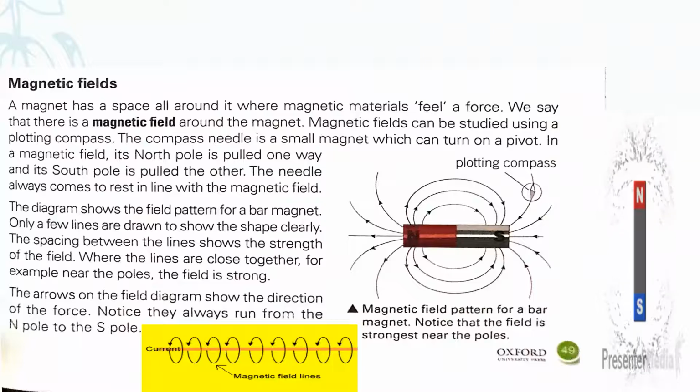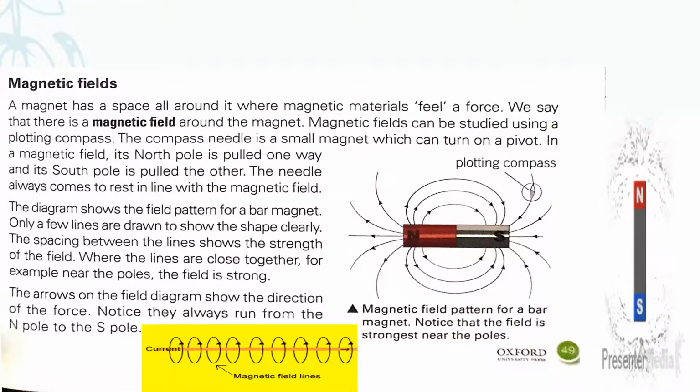Now come towards your book page, magnetic field. You can see in this figure how the magnetic field works. A magnet has a space all around it where magnetic materials feel a force. That is called the magnetic field. We say that there is a magnetic field around the magnet. It is the space or region around the magnet in which a force of attraction or repulsion is experienced.